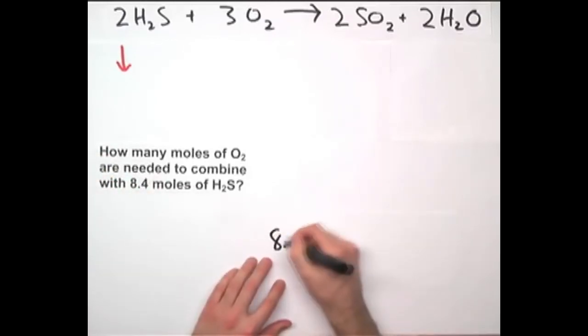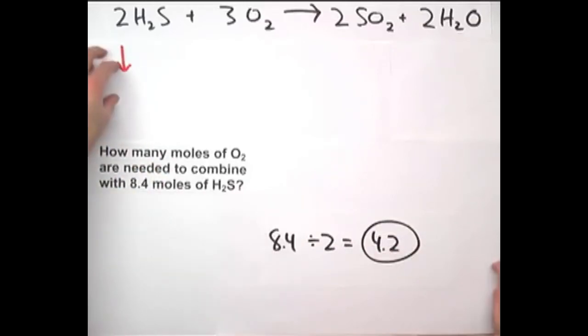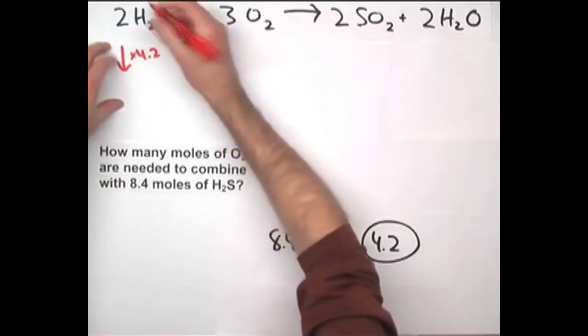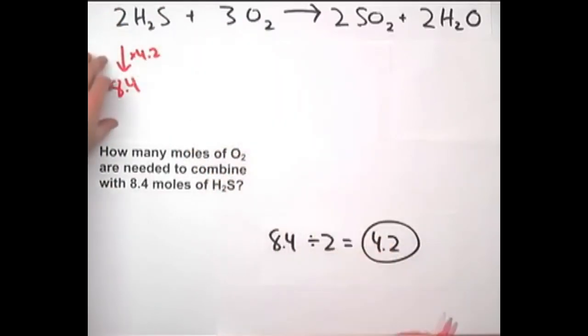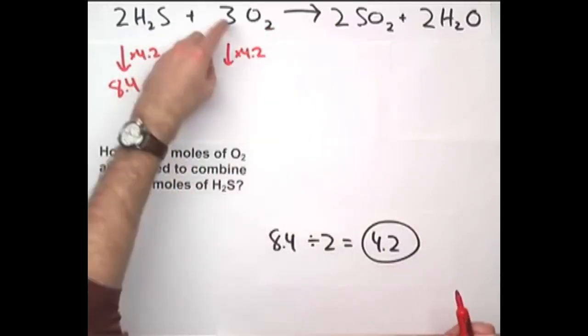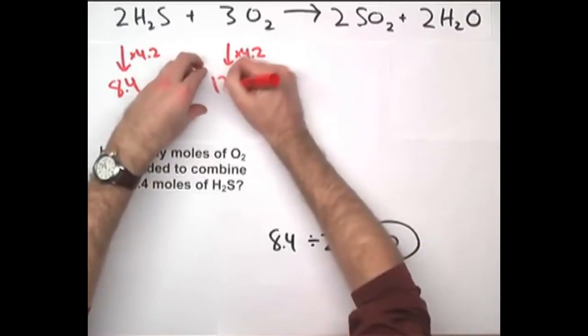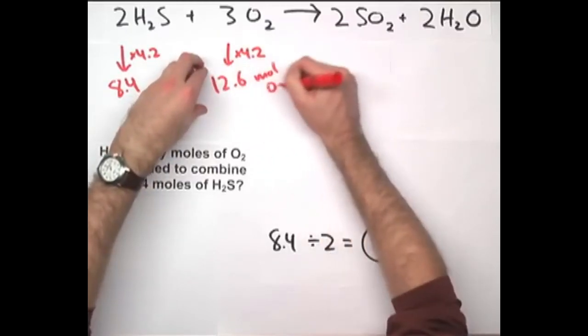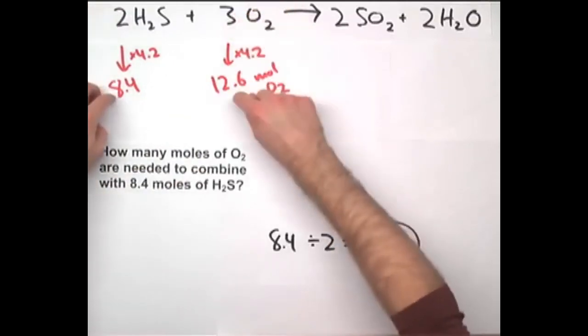Or you can do 8.4 divided by 2, and that's going to give us 4.2. So 4.2 is the number that we're going to have to multiply everything by so that we can move from 2 moles of this to a recipe that uses 8.4 moles of this. Okay, so everything, we're going to multiply by 4.2. Here we have 3 times 4.2, and that's going to give us 12.6 moles of O2. 2 to 3, 8.4 to 12.6.